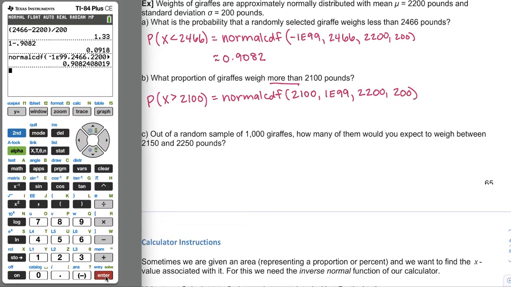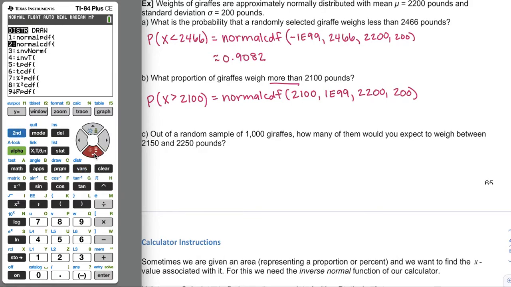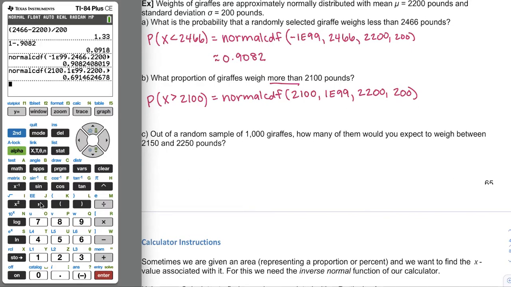Okay, so let's try putting this in the calculator. Second, vars, number 2, normal CDF. I'm going to change the lower bound to 2,100. The upper bound is 1, second comma to get the E, 99. The mean and standard deviation are the same. Okay, so the proportion of giraffes that weigh more than 2,100 pounds is about 0.6915. I'm rounding it to 4 places here.